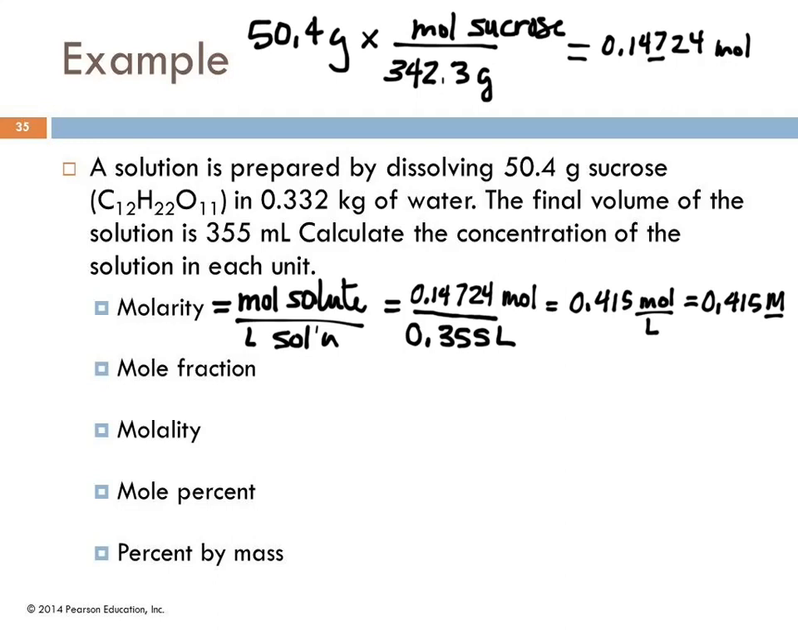The mole fraction. So the mole fraction, we need the moles of solute. We just figured that out, right? So moles, that's going to be 0.14724. And what goes in the denominator? We need the moles of solution. And the only way we can do that is to find the moles of the solute and add them to the moles of the solvent. So down here we're going to have 0.14724 again, and we're going to add moles of water. Well, we've got kilograms of water.